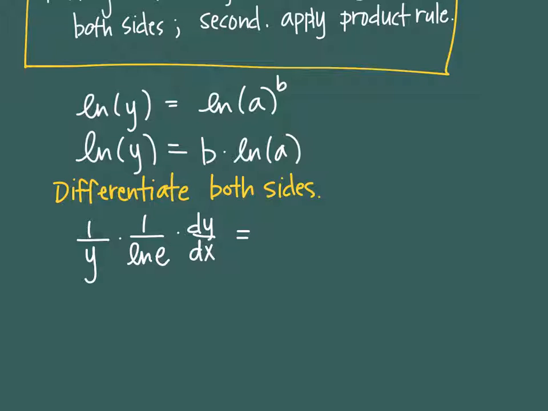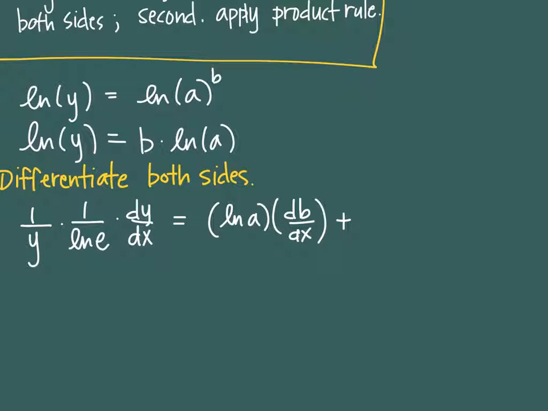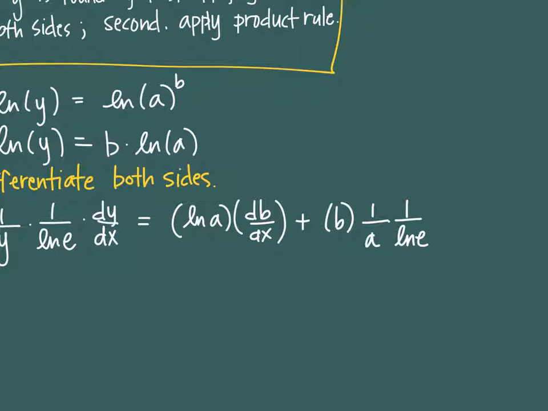On the other side, we're going to need the product rule. So my product rule says, okay, start with ln a and multiply it by the derivative of b. What's the derivative of b? And don't say 1. db/dx or b prime. Plus b times the derivative of natural log of a. And that rule was 1 over a times 1 over natural log e times dA/dx, the derivative of that.